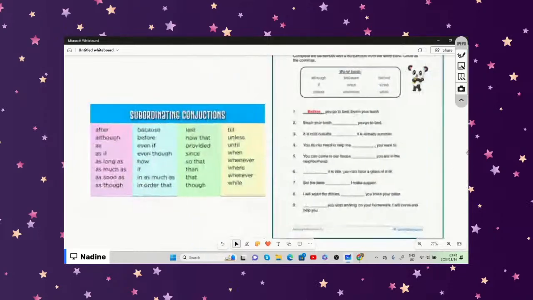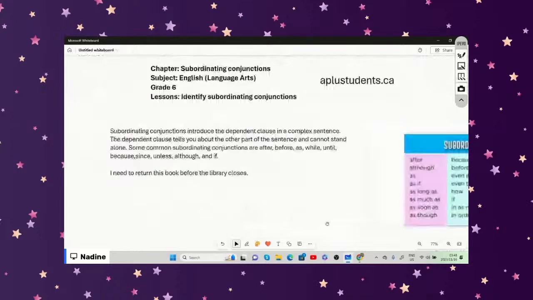But that is now the end of our lesson on subordinating conjunctions, right? So remember, we said subordinating conjunctions introduce the dependent clause within a complex sentence, right? And a dependent clause cannot stand on its own, right? We need to first identify the subordinating conjunction, which introduces the dependent clause, in order to know what our dependent clause is, right?